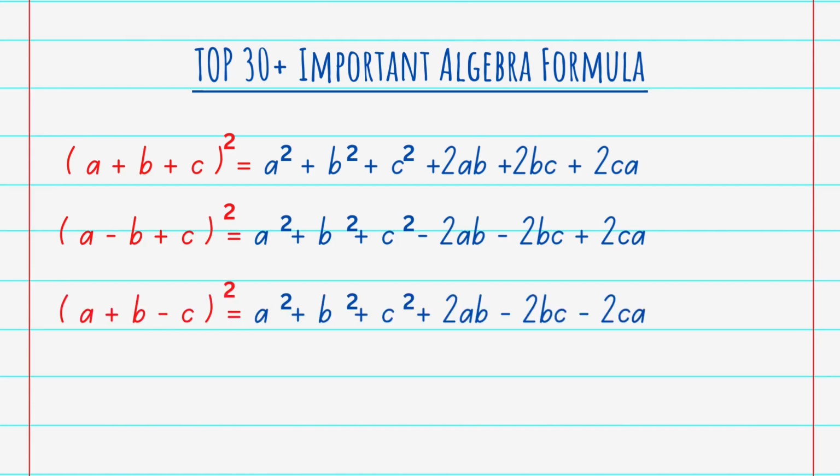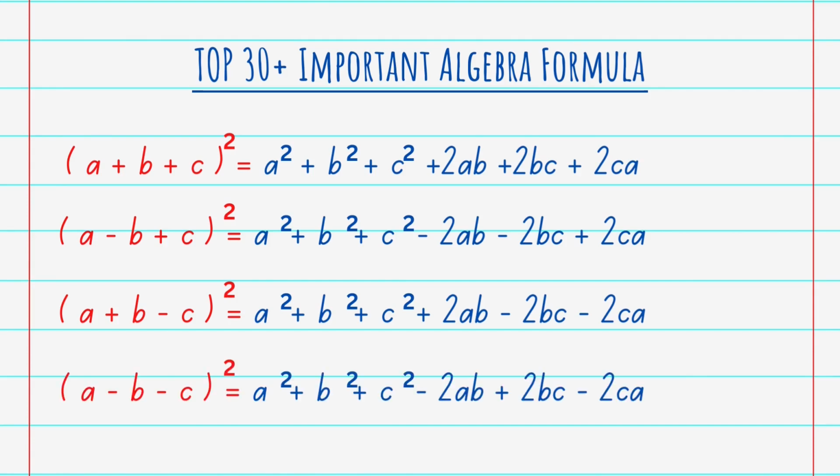Next is (a + b − c) whole square, which is equal to a² + b² + c² + 2ab − 2bc − 2ca. Next formula is (a − b − c) whole square, which is equal to a² + b² + c² − 2ab + 2bc − 2ca. Okay, only the difference is the plus and minus signs.